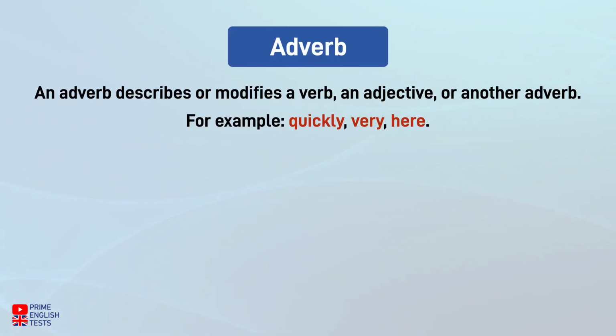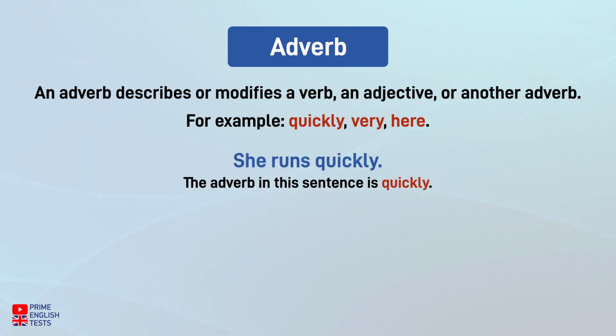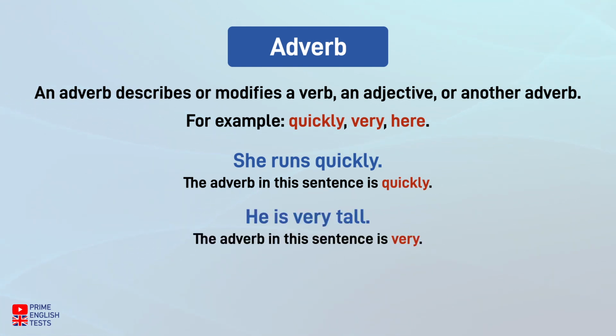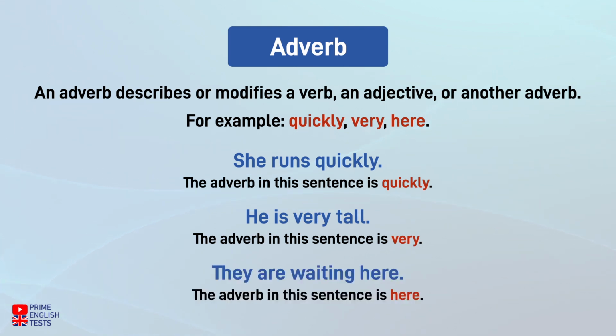An adverb describes or modifies a verb, an adjective, or another adverb. For example, quickly, very, here. She runs quickly. The adverb in this sentence is quickly. He is very tall. The adverb in this sentence is very. They are waiting here. The adverb in this sentence is here.